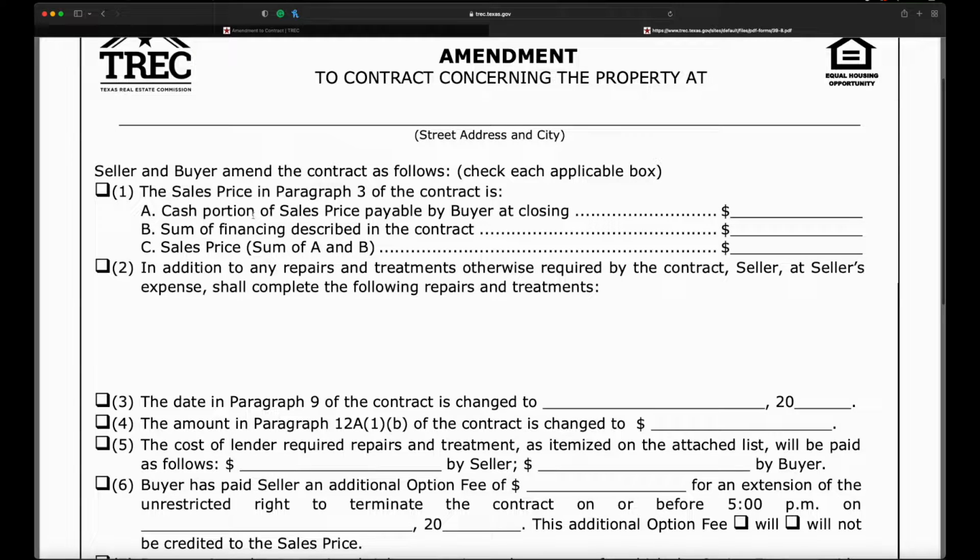Pretty self-explanatory here. This is if you're going to change the price, the amount of money you're coming in. Let's say your buyer's going to put more cash, less finance, or more finance, less cash. This is where you're going to make those changes. If you're going to change the sales price, then you just change it here. And then you'll still have to put it here. If you're going to reduce it by a certain amount or increase it, just have these filled out too if they're going to be changing.